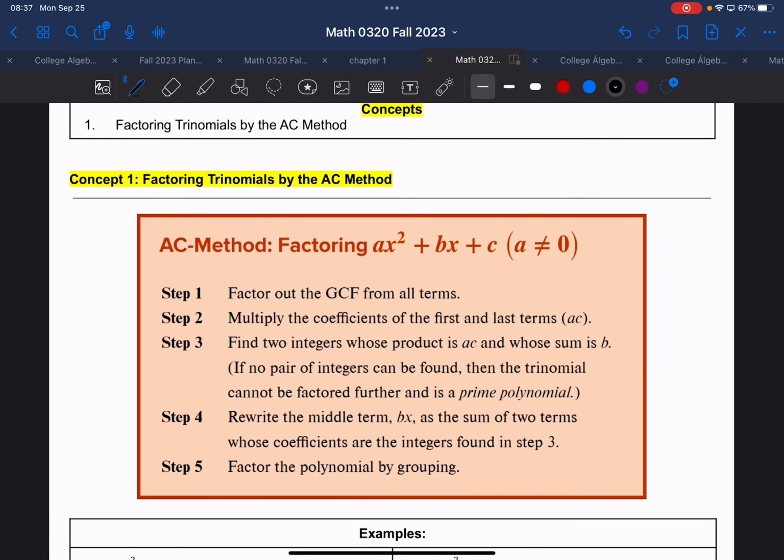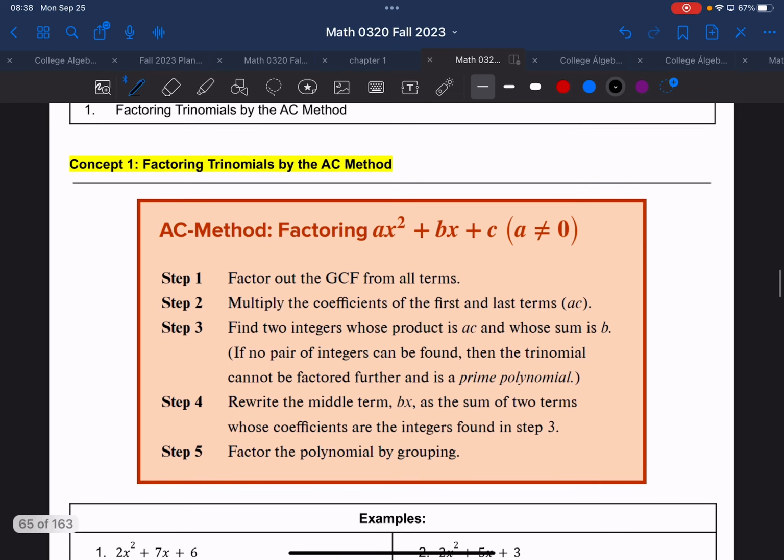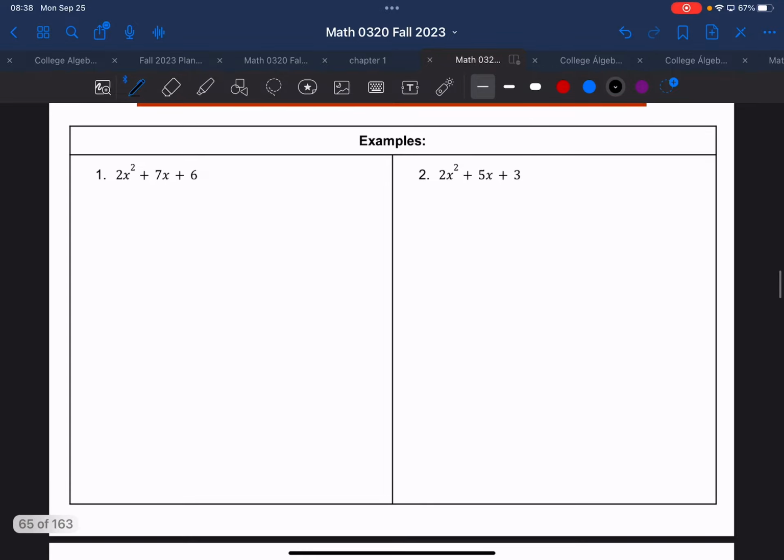So just like the other method, we're factoring out a GCF if there is a GCF. Okay. Then we are going to be multiplying the coefficients of A and C. So that's why it's called the AC method, because you are multiplying A times C. Then we are finding factors of that product whose sum is B. We kind of did that a little bit when we did the factor by grouping before, so you'll see that in the examples. Then you will rewrite that middle term as a sum and then do factor by grouping. So those are the steps. Let's go ahead and see that visually in the example.